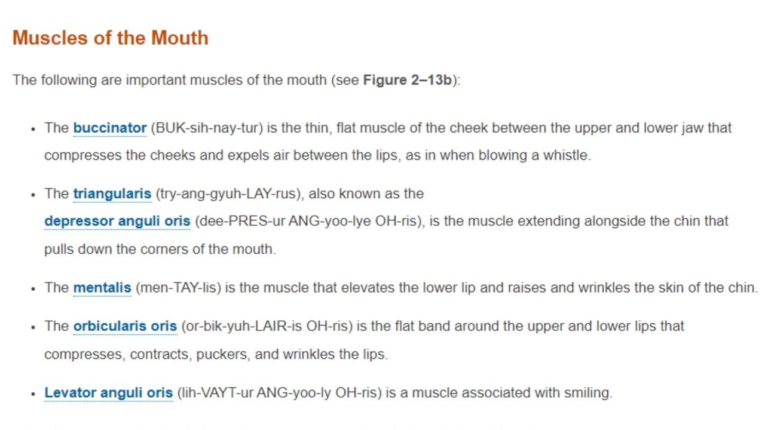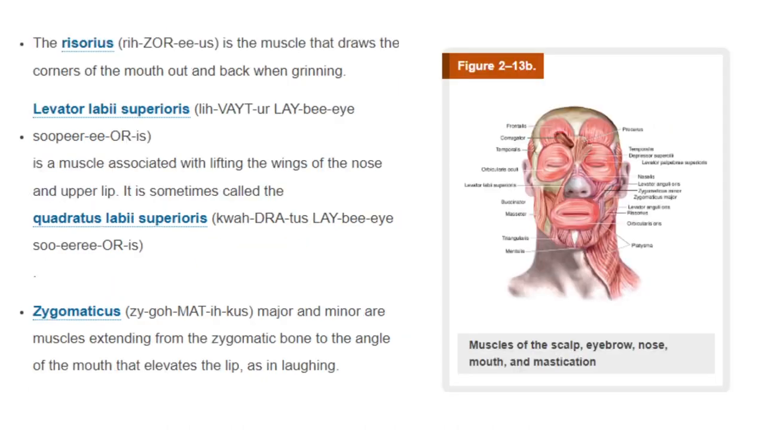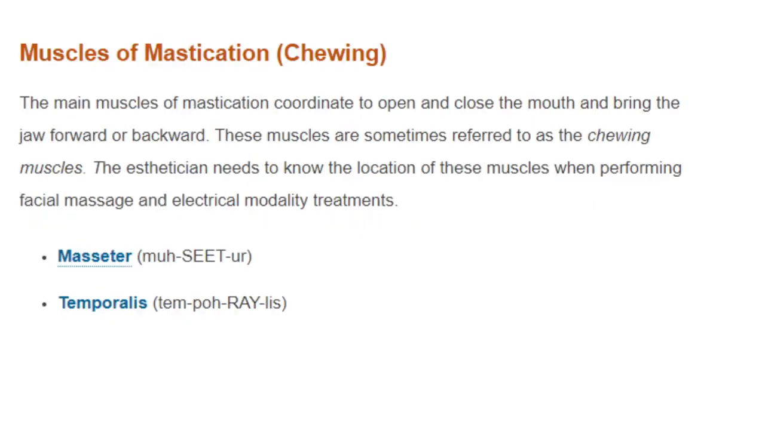The orbicularis oris is the flat band around the upper and lower lips that compresses, contracts, puckers, and wrinkles the lips. Levator anguli oris is a muscle associated with smiling. The risorius is the muscle that draws the corners of the mouth out and back when grinning. Levator labii superioris is a muscle associated with lifting the wings of the nose and upper lip. It is sometimes called the quadratus labii superioris. Zygomaticus major and minor are muscles extending from the zygomatic bone to the angle of the mouth that elevate the lip, as in laughing.